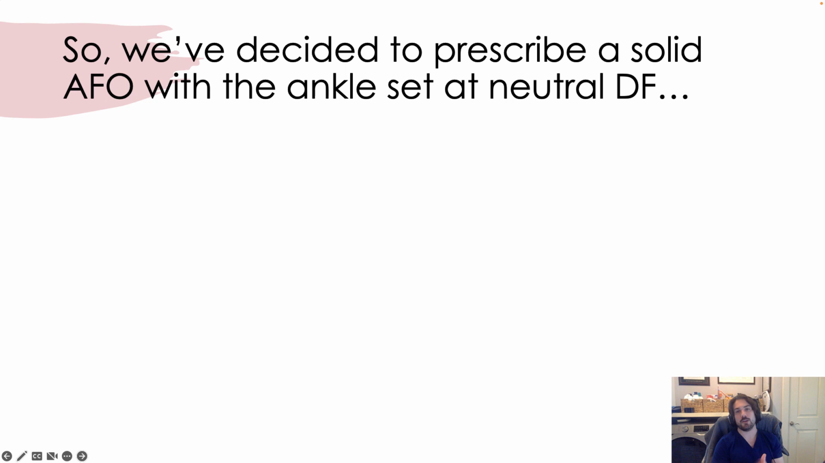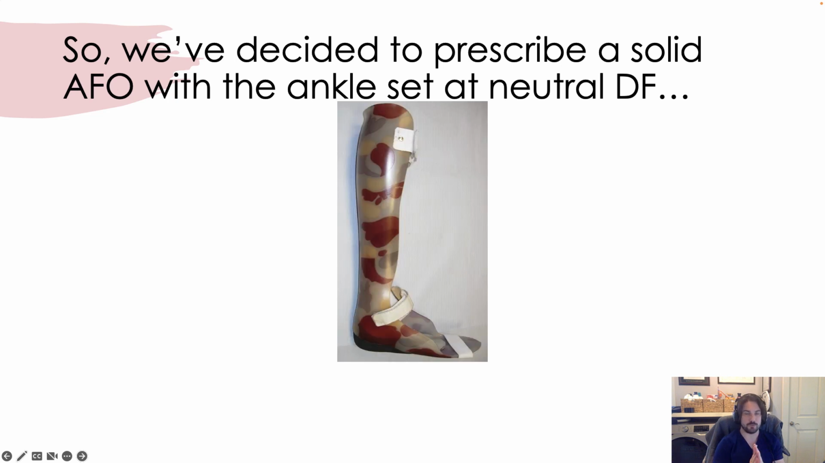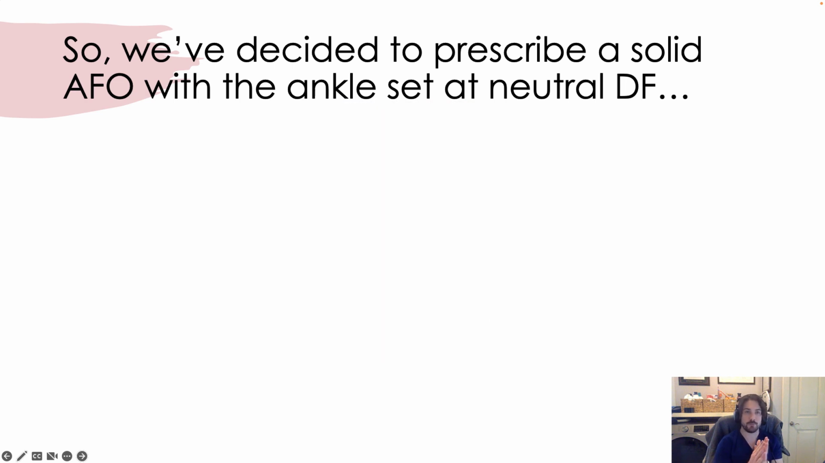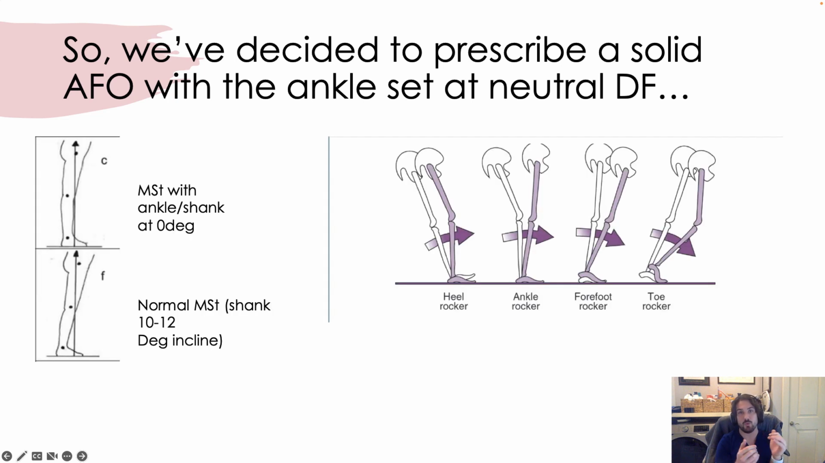So what we're going to use as our case study is a solid ankle AFO with the ankle angle set at neutral dorsiflexion. So this is always going to be our kind of comparison to normal gait. And so we're going to talk about what does fixing the ankle at neutral do to our rocker systems and to our ground reaction force vector at our knee joint.